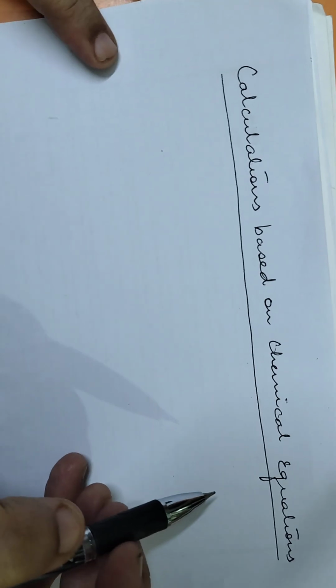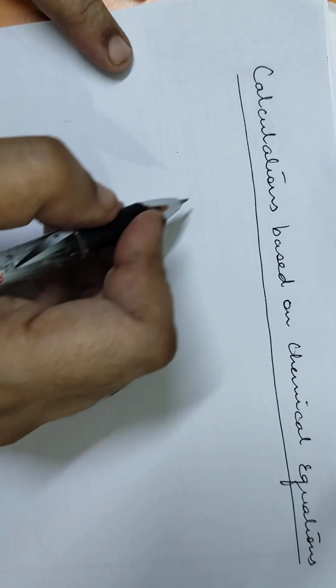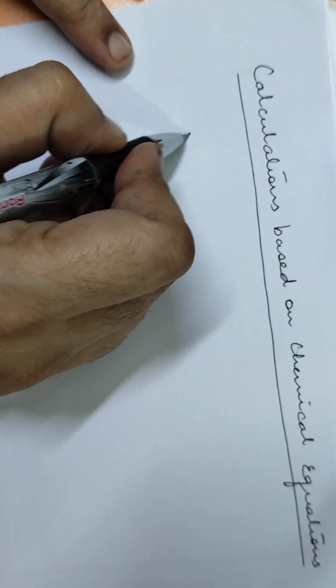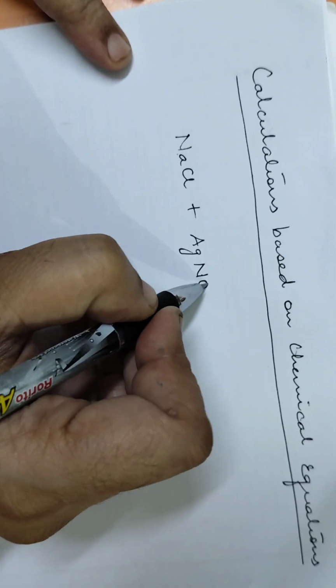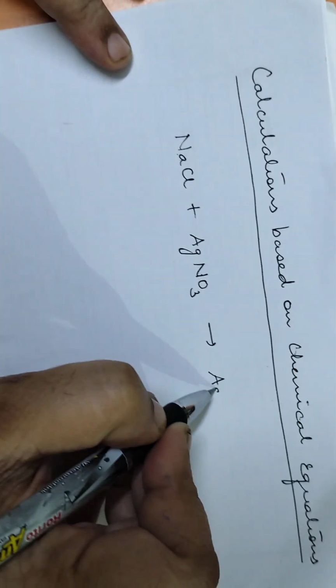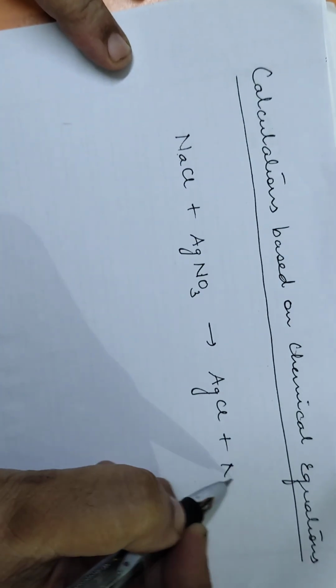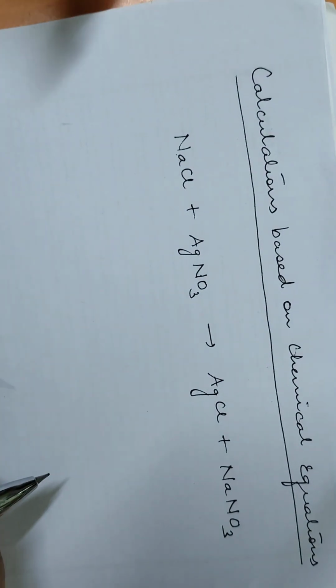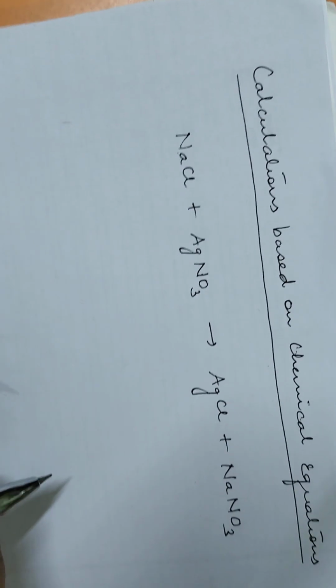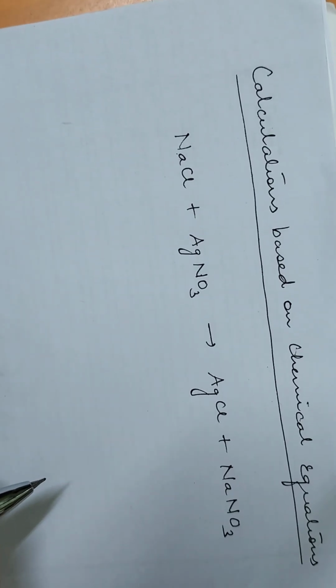For example, you may be given the equation NaCl reacts with AgNO3 produces AgCl and NaNO3. Any equation which will be given to you will be from your course only. No such equation will be given to you which you haven't done in the class 10th syllabus.